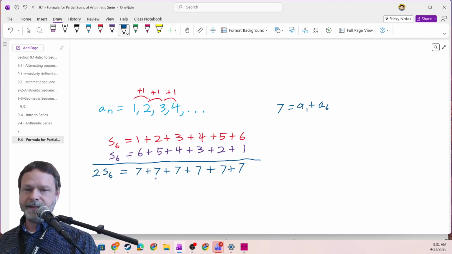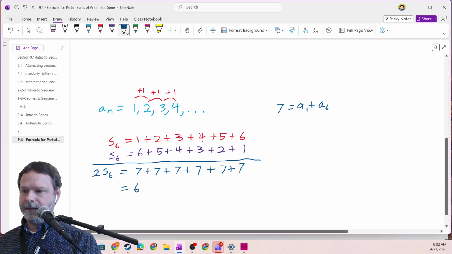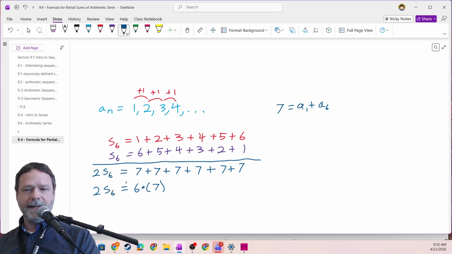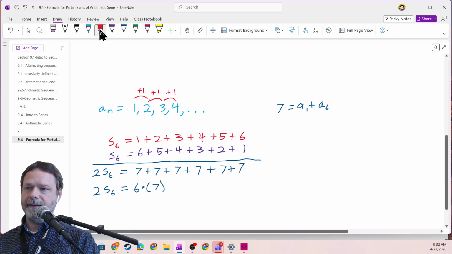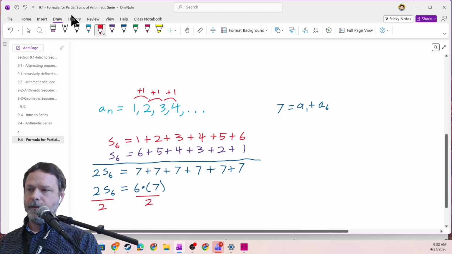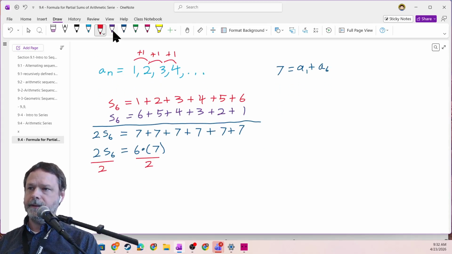Well, I have 6 of those, right? That was n, wasn't it? So what do I get? I get this: 6 times 7, and then that's 2 times S6. So I don't want 2 times S6. I added S6 twice. I wanted 1, right? So I have double here what I should be. 6 times 7 is double what I should have. I need to divide that by 2 to get the actual answer.